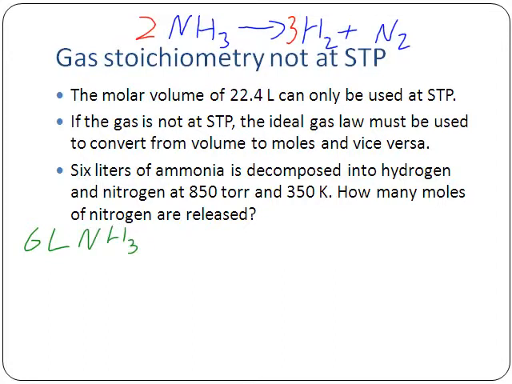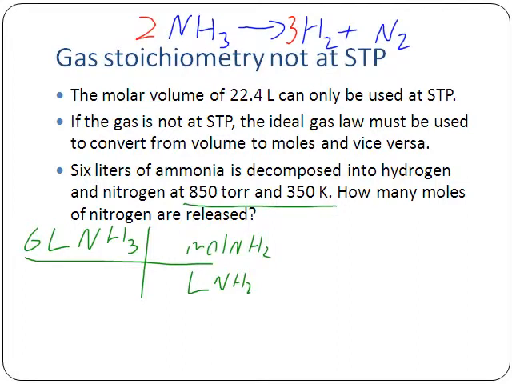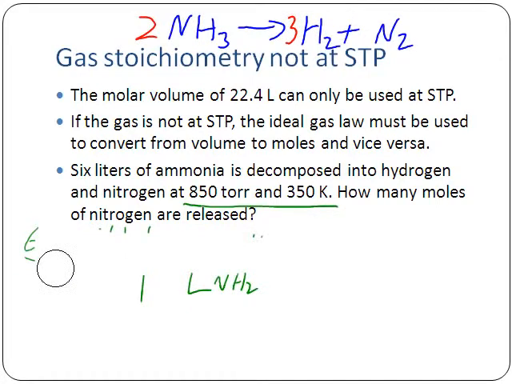I normally would go ahead and set up my table, and I would say liters of ammonia to moles of ammonia. But the problem with that is it isn't at STP. No, it's not. It's 850 torr and 350 K. And so in this case right here, I really don't want to use this method. That's not where I want to go.